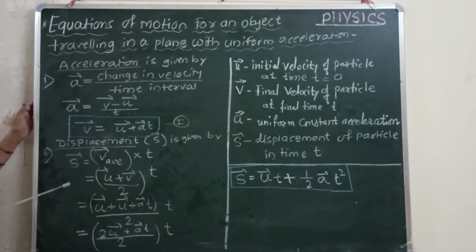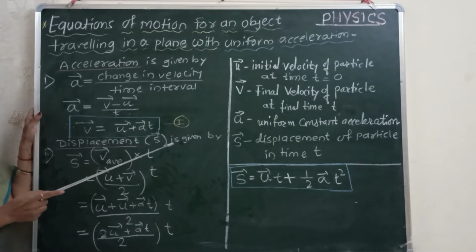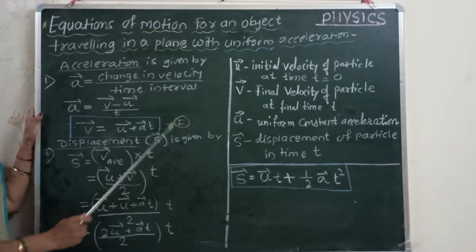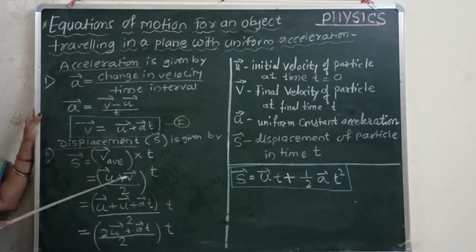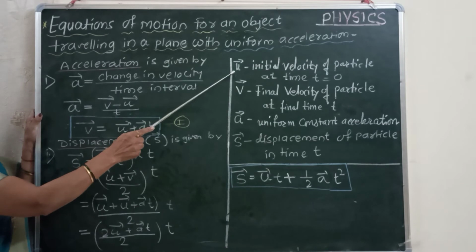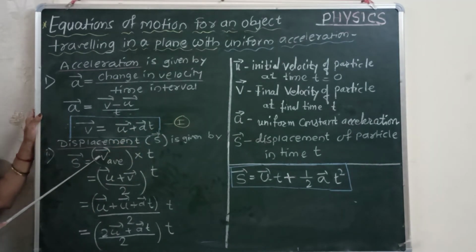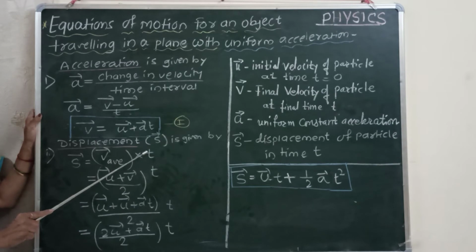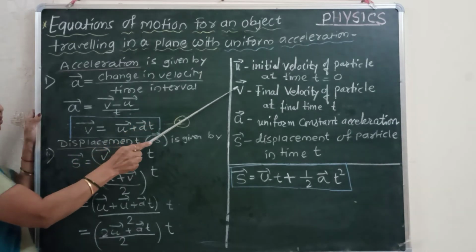Now the second equation gives us the displacement of that particle covered in time t. To find the displacement, we know the displacement is equal to what? Velocity into time. Since the velocity of the particle changes from u to v, we have to consider its average velocity. So displacement s is equal to v average, that is the average velocity of the particle, into time t. Average velocity, you have to take the average of these two velocities.